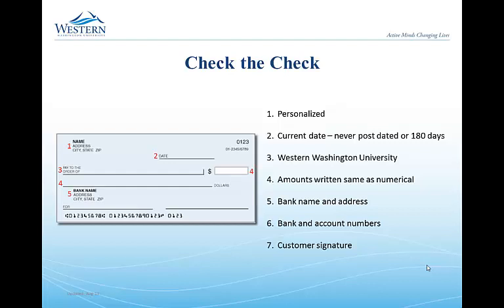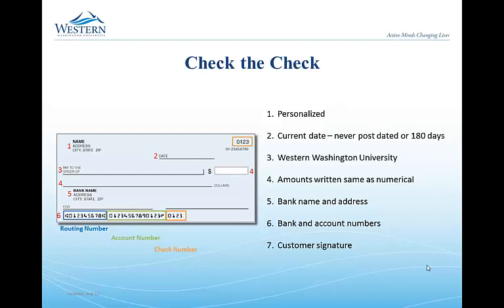Bank name and address must be pre-printed on the check. Check the microencoding. This is the string of numbers along the bottom of every check. If there is no microencoding, it is likely a bank draft and we do not accept these. The micro includes the bank's routing number, the customer's bank account number, and check number.